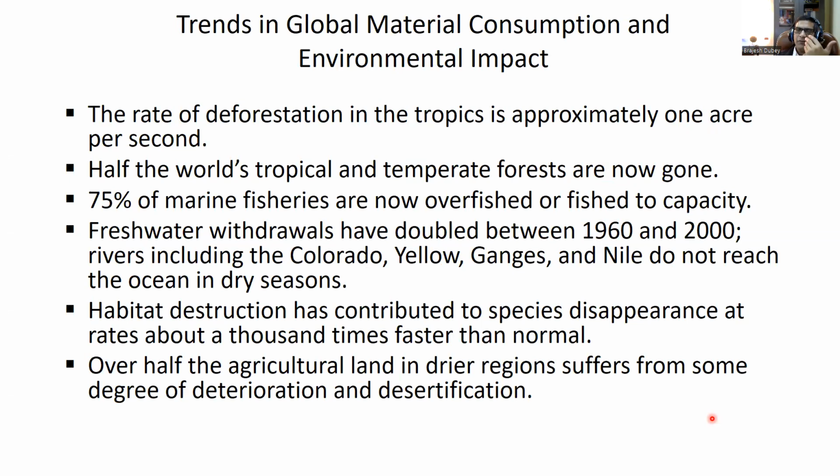So in terms of the environmental accounting exercise, we are able to assess the true environmental footprint. What we have seen is that because of the huge global consumption, say 75% of the marine fisheries are now overfished. Freshwater withdrawals have doubled from 1960 to 2000. So what will happen in future? If things keep going this way, it looks like we will be in a big problem.